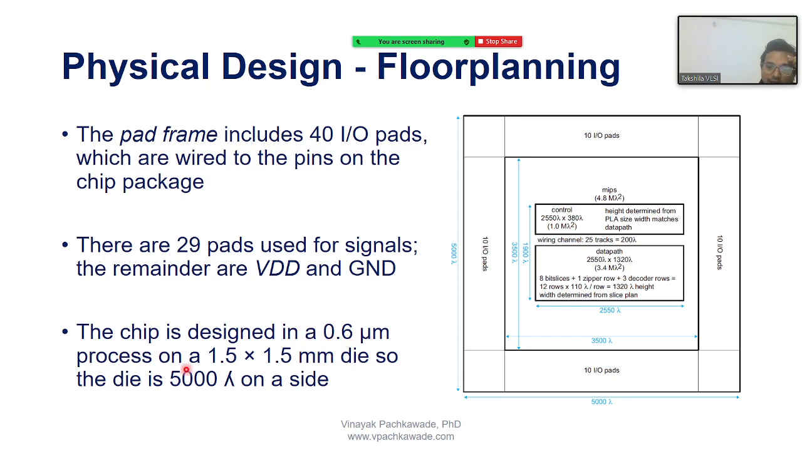And I have said to you that using this technology, 1.5 millimeter vertical and 1.5 millimeter horizontal is basically the chip size. So this number is 5000 lambda. Lambda is 300 nanometer. So 5000 multiplied by 300 nanometer is 1.5 millimeter. Is it correct? Yes, sir. Right. So this is how they estimate it.